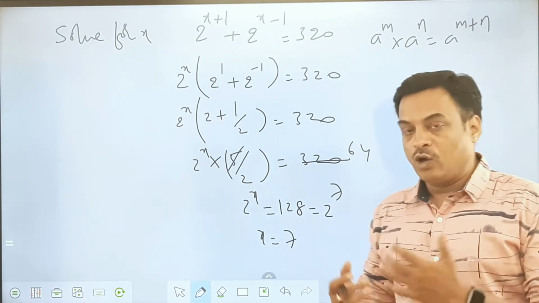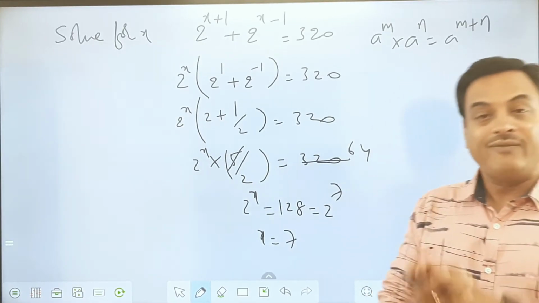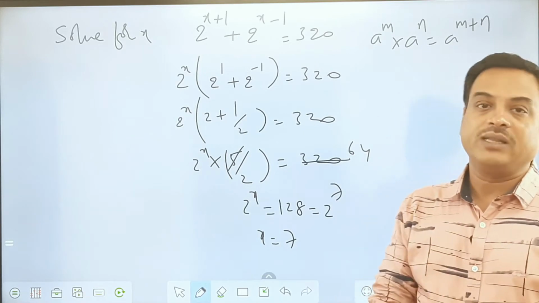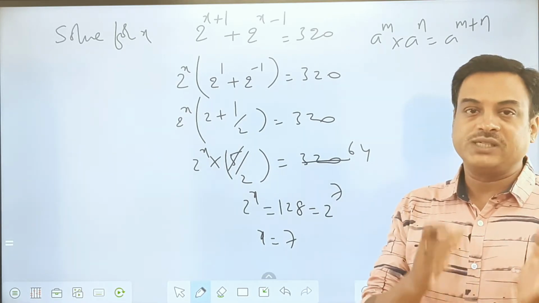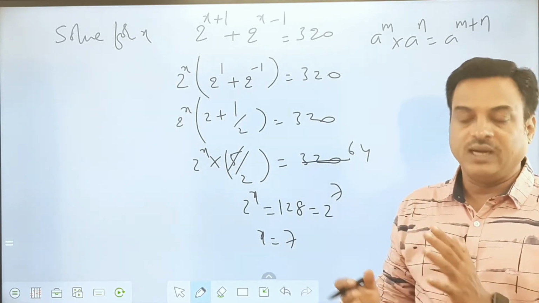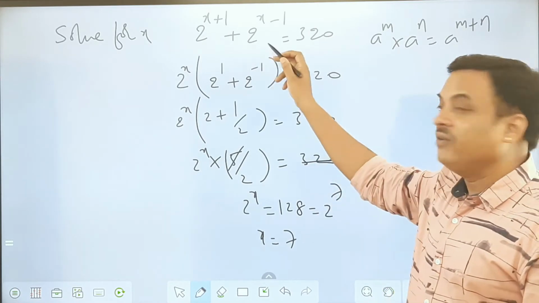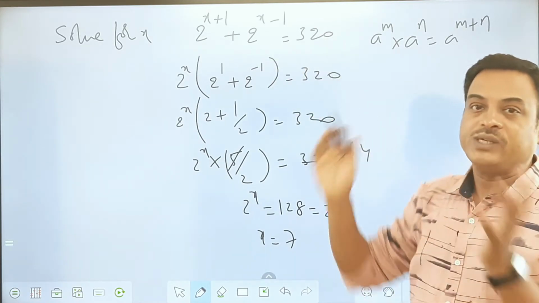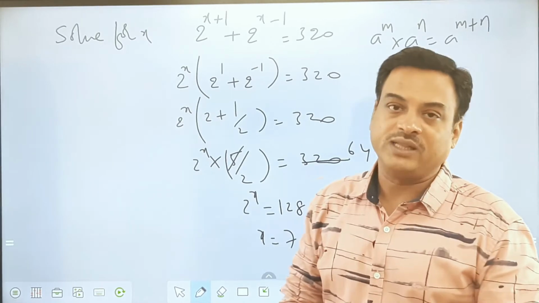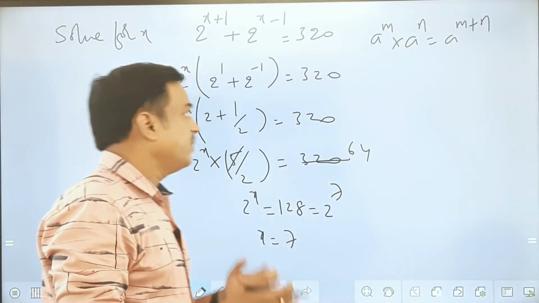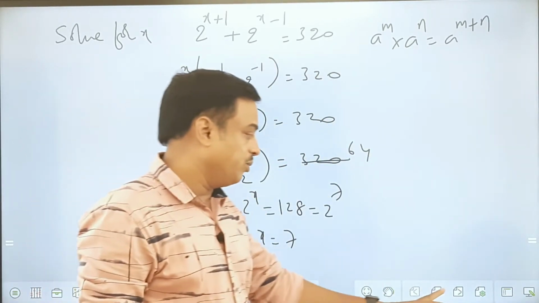One more method we normally recommend: if you have options, then the trial and error method will be better. If you have options like 5, 4, 6, 7 kind of numbers, then apply them one by one and make sure that the equation gets satisfied. That is also an alternate method for this. So that is one of the types of solve for x questions.